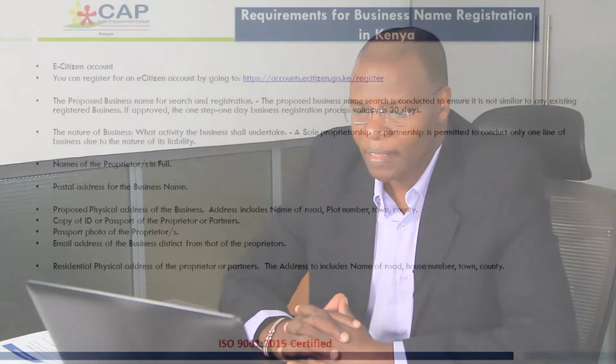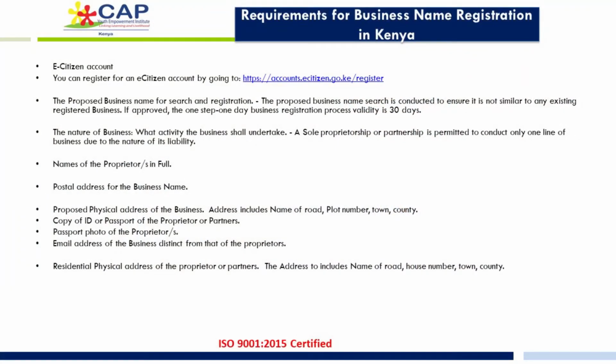And the next thing after that is you need to provide a postal address for the business name. And after that, you have to provide also, in addition, a physical address for the business. A physical address includes the name of a road or a plot number, the town, and the county where the business is located. A physical address is meant to help somebody to locate where your business is being run. They should be able to use that information to come to where your business is located.